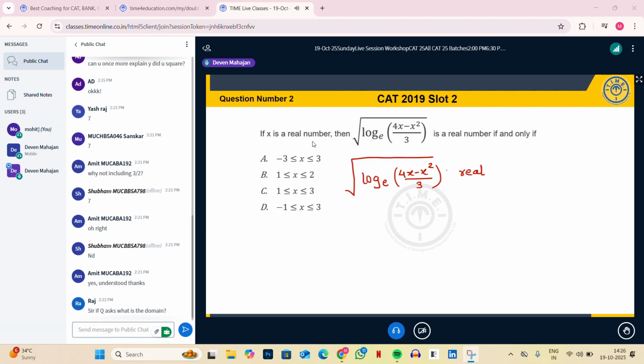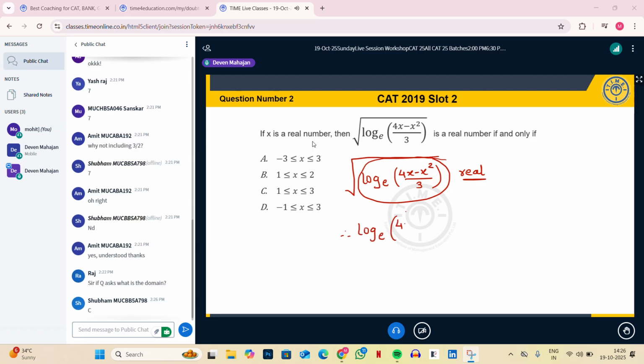तो अगर आपको स्क्वायर रूट का रिजल्ट रियल चाहिए, स्क्वायर रूट का रिजल्ट रियल आने के लिए द नंबर अंडर द स्क्वायर रूट हैज टू बी ग्रेटर देन और इक्वल टू 0. नेगेटिव नंबर्स का स्क्वायर रूट होता है नॉन रियल. तो ये जो स्क्वायर रूट के नीचे जो नंबर है, दिस टर्म हैज टू बी ग्रेटर देन और इक्वल टू 0. So we can say log to the base e of 4x minus x square by 3 has to be greater than or equal to 0.